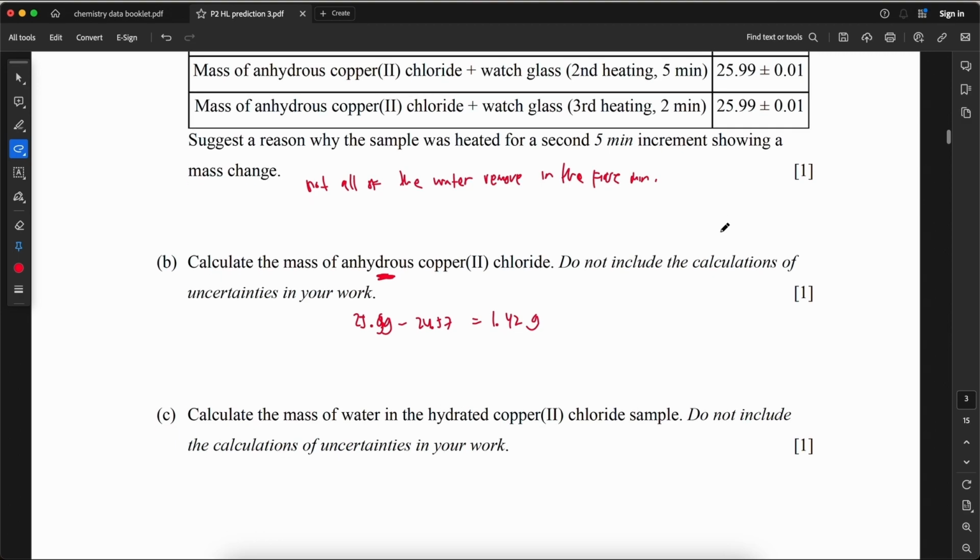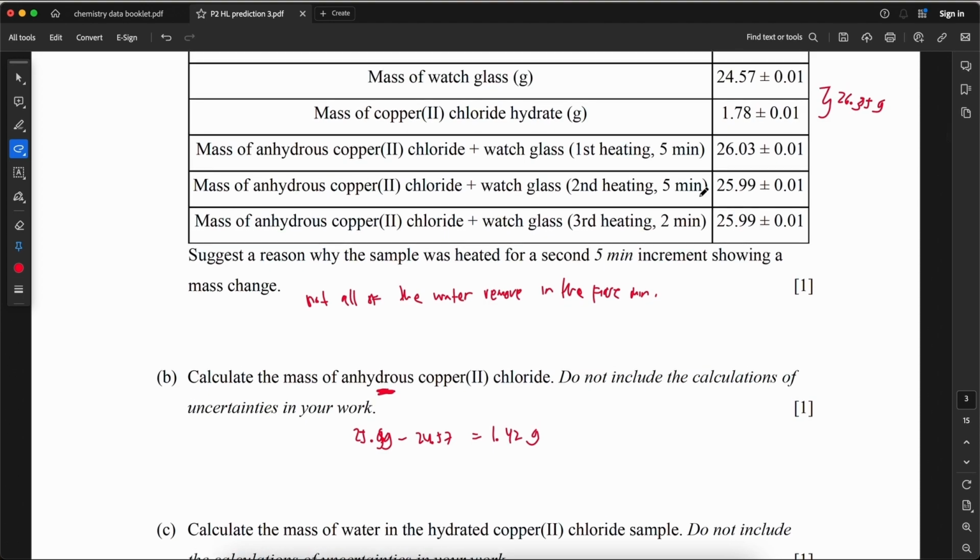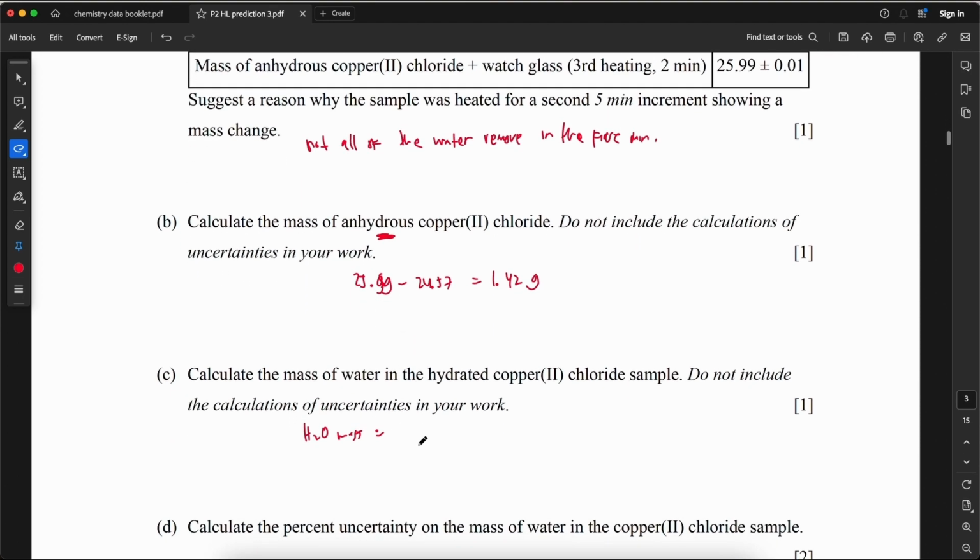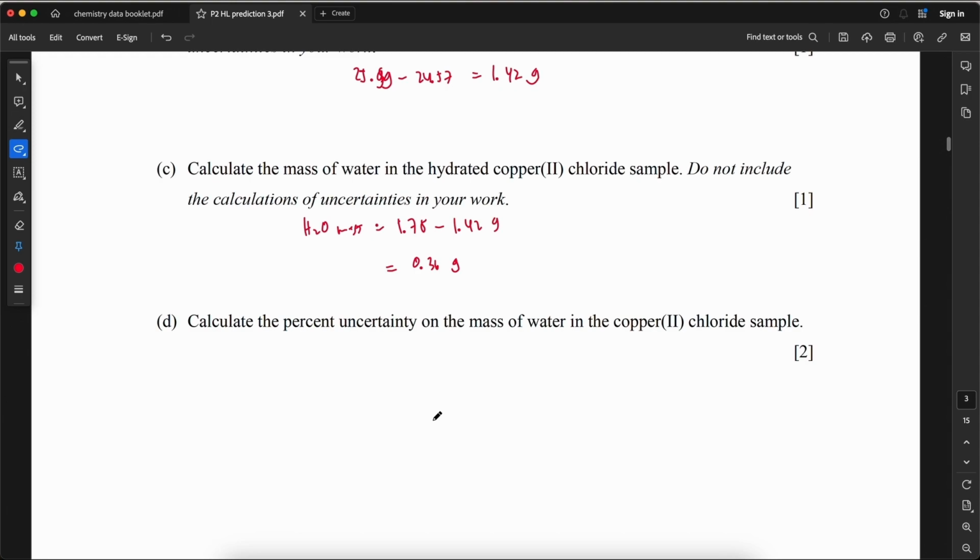Calculate the mass of water in the hydrated copper 2 chloride sample. So the H2O mass would be 1.78, right? Because this is the hydrate. So 1.78 minus 1.42 gram anhydrous, which is 0.36 gram.